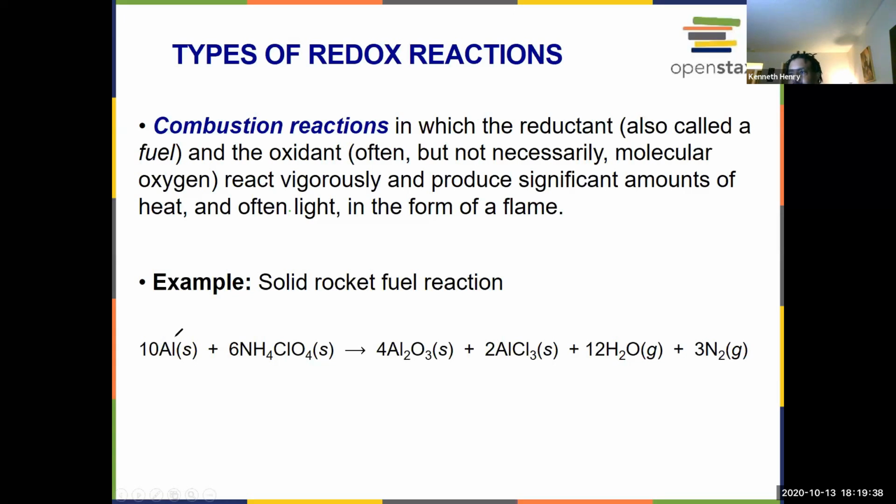So funny, we tried this, but we weren't trying to make solid rocket fuel. We were trying to do something else.